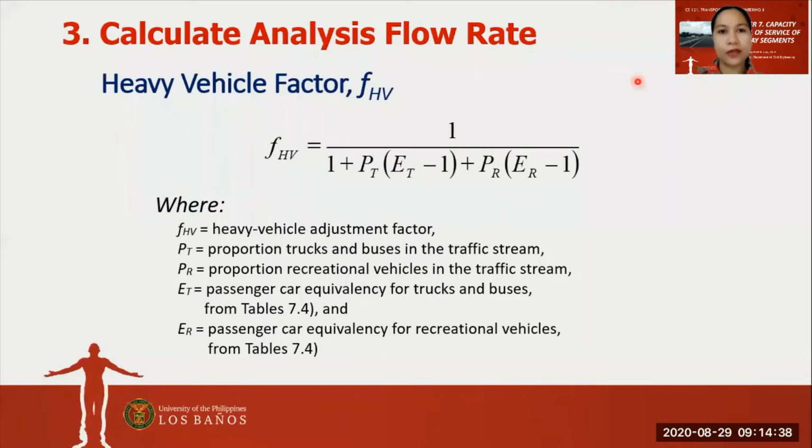The heavy vehicle factor, FHV, is calculated using this formula that you can see here. It's 1 over 1 plus PT, which is the proportion of trucks and buses in the traffic stream, multiplied by ET, the passenger car equivalency for trucks and buses, which can be found in table 7.4, minus 1, plus PR, the proportion of recreational vehicles in the traffic stream, multiplied by ER, the passenger car equivalency for recreational vehicles, minus 1. ER can also be found in table 7.4.